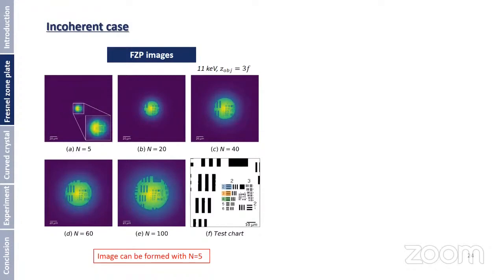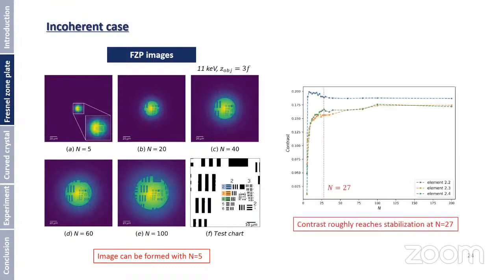To quantify the improvement of the image, we plot the contrast versus the number of zones. We can see the contrast increases quickly at a small number of zones, and evolves slowly, then roughly reaches a plateau with 27 zones. This plot gives us a general idea about the number of zones for a single zone plate in the array.